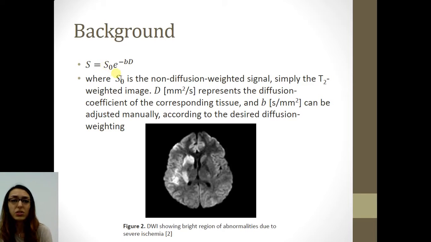Here S0 is the T2-weighted image, S is the diffusion-weighted image, and b is a parameter that we can adjust by changing the duration and the magnitude of the diffusion synthesizing gradients. D is the diffusion coefficient of that specific tissue, and it shows how that tissue diffuses over time. So here you can see an example diffusion-weighted image of the brain. By looking at this formula, you can say that the signals which are shown here brighter will have decreased diffusion coefficient. For example, this is a patient with severe ischemia in this part. So the brighter parts show the decreased diffusion here.